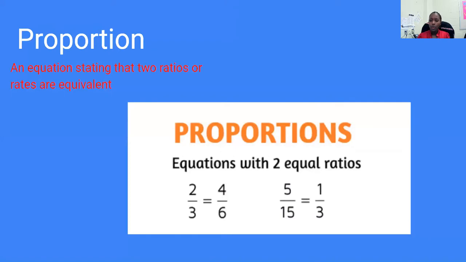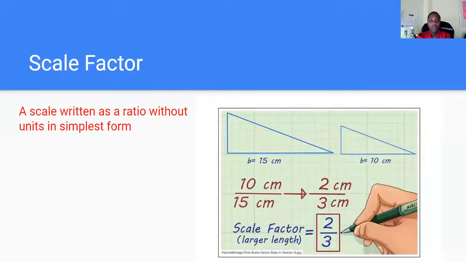Okay? A proportion is an equation stating that two ratios or rates are equivalent. Remember, equivalent means equal to. So look at this example. Proportions, equation with two equal ratios. So 2/3 is equal to 4/6. If I multiply 2 times 2, I get 4. So I do the same on the bottom. 3 times 2 is 6. Look at the next one. 5/15 is equal to 1/3. If I simplify both of them by 5, 5 divided by 5 is 1. 15 divided by 5 is 3. These are proportions. They are equal to each other, equivalent.